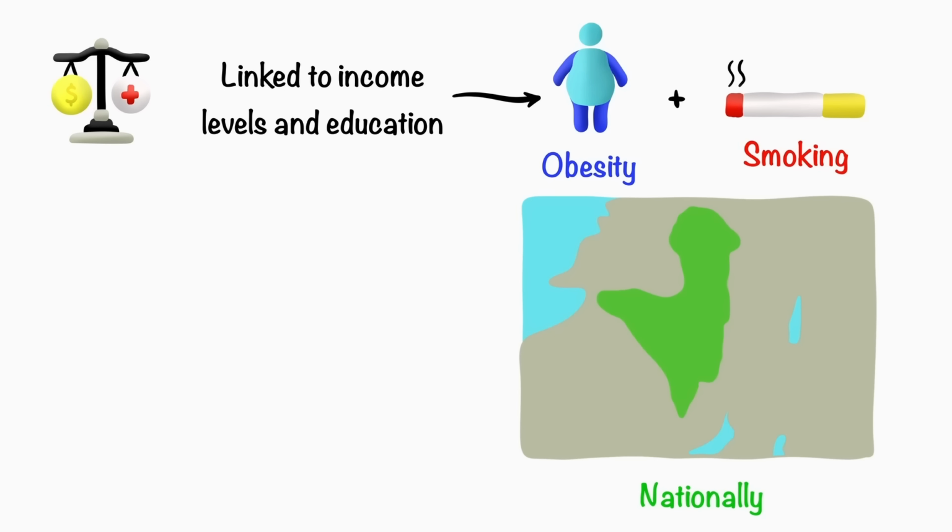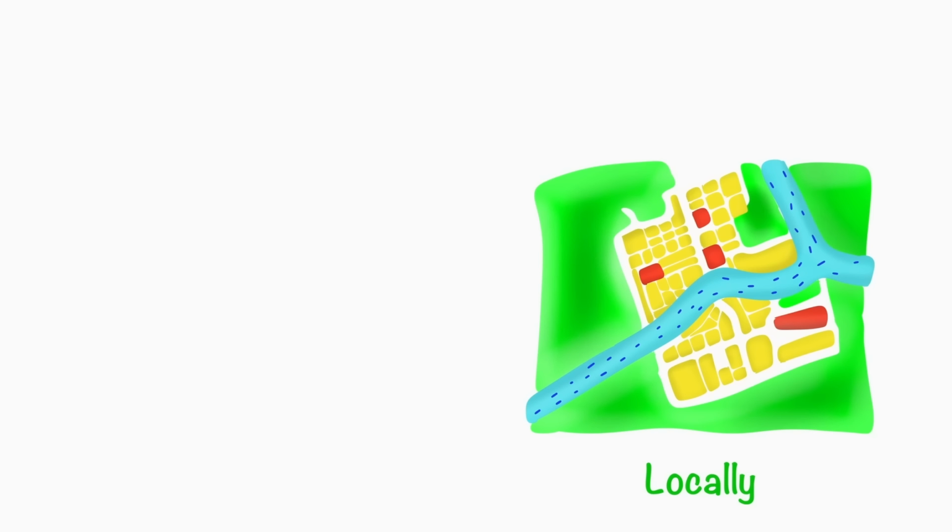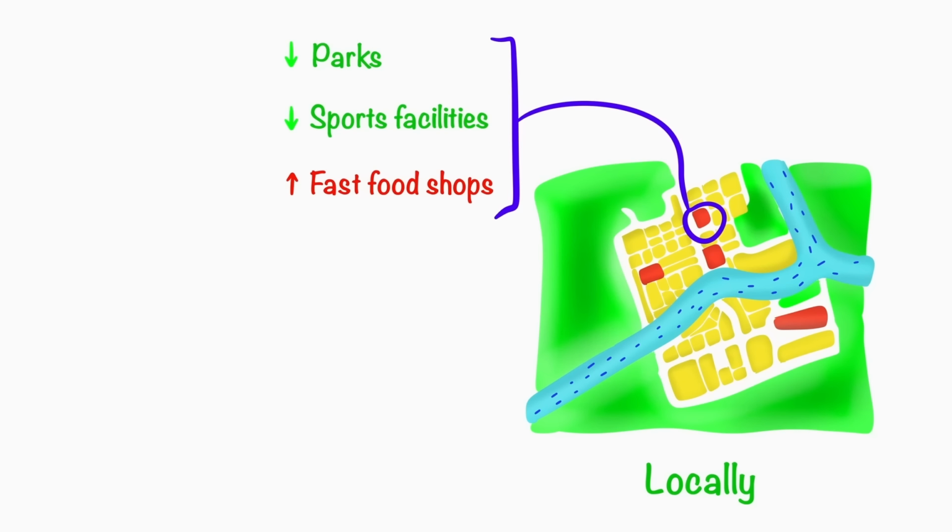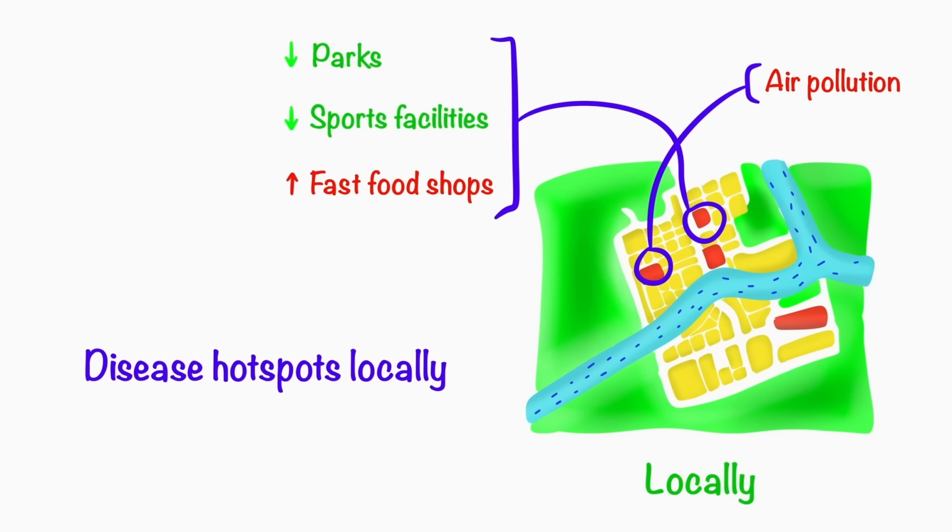Government policies on things like cigarette prices and food labeling can make a big difference nationally. Locally, even neighborhoods in the same city can have very different health patterns. Some local areas might have lots of fast food shops, but few parks or sports facilities. Other neighborhoods might have more air pollution if they're near busy roads or factories. These local factors combine to create hotspots, where certain diseases are much more common.